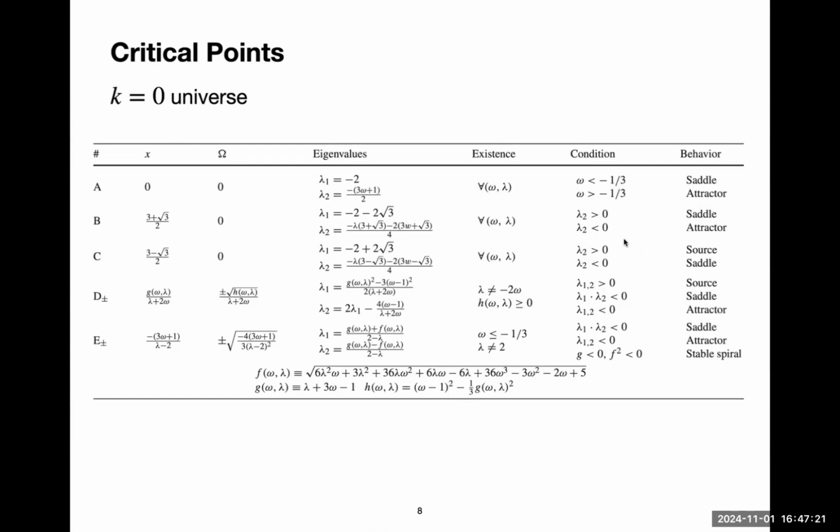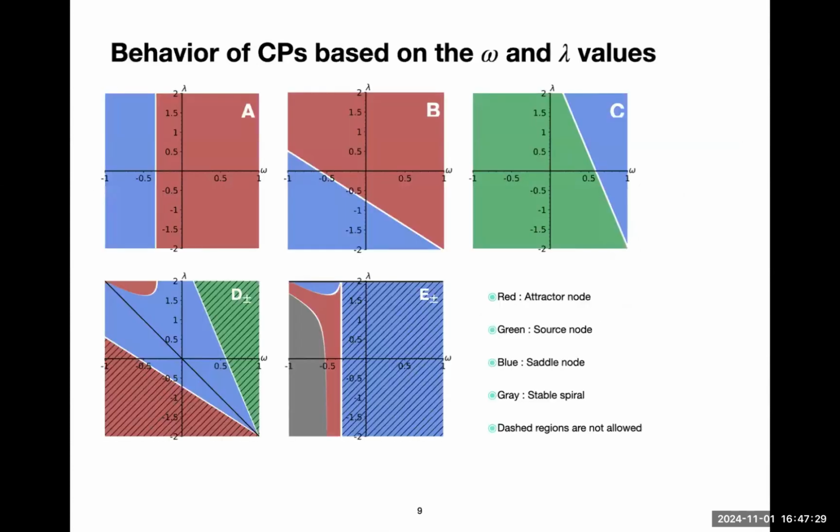But it's a bit hard to understand the overall picture from this table. So we plot the equation of state dependence of the behavior of these critical points. As you can see, the behavior of point A doesn't depend on the lambda parameter.